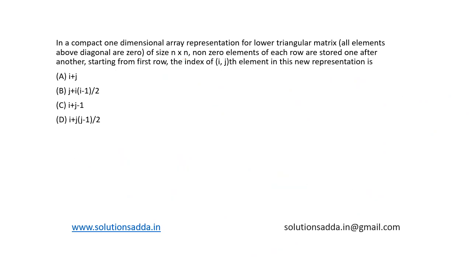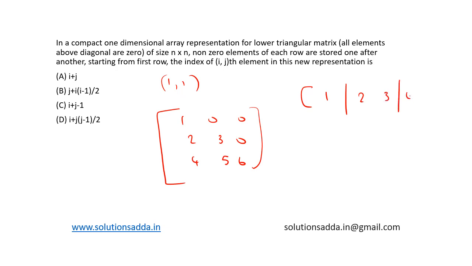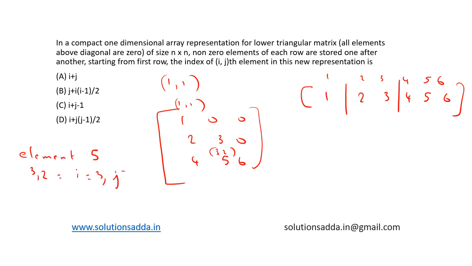Now let's assume the index as 1, 1. Index is 1, 1, and the array is again 1, 0, 0, 2, 3, 0, 4, 5, and 6. And the compact representation is 1, 2, 3, 4, 5, 6. Assume index as 1, 1. So the index would be 1, 2, 3, 4, 5, 6. The index here would be 1, 1. Now again check for element 5. For element 5, the index would be 3, comma 2, which is equal to i equal to 3, j equal to 2.